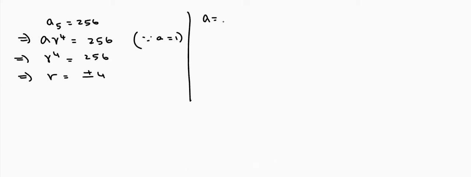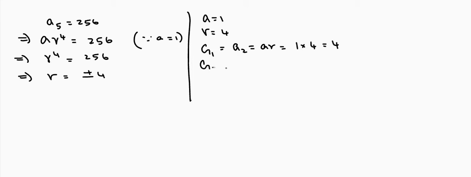When A is equal to 1 and R equals 4, we get the second term A2. A2 is equal to G1, that is G1 is the second number. We are inserting G1, G2, G3. Then G1 means second term, that is AR equals 1 into 4, we get 4.